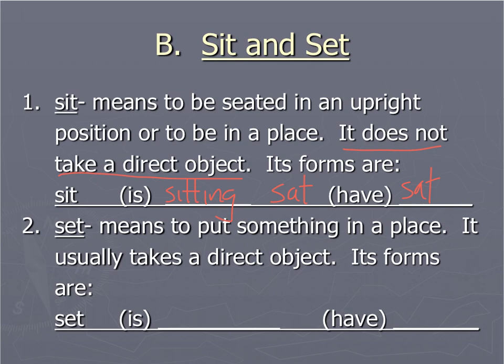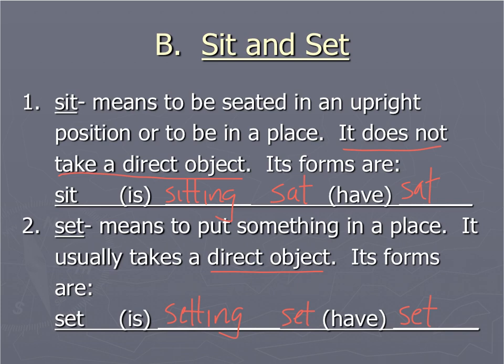Then we have set, which means we're putting something in a place, and that something is going to be the DO. So set does take a DO. And again, its forms are not that difficult. So you have is setting. The past of set is set. And then the past participle is, again, a form of have, and then set. So those are the basic verb forms of sit and set. The key thing to remember is which one takes a DO and which one does not.